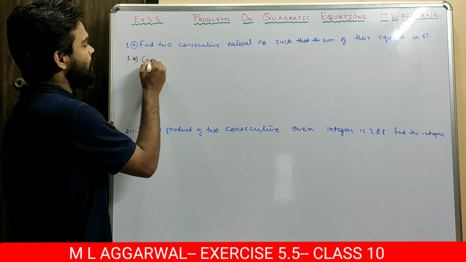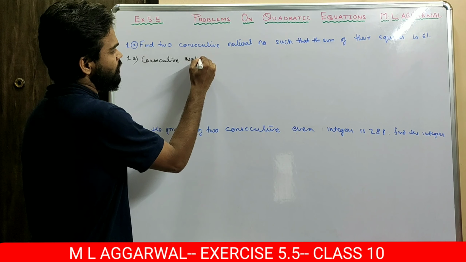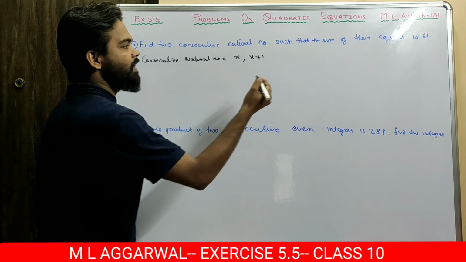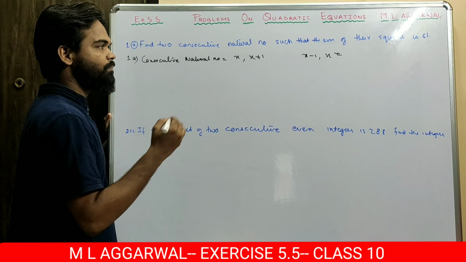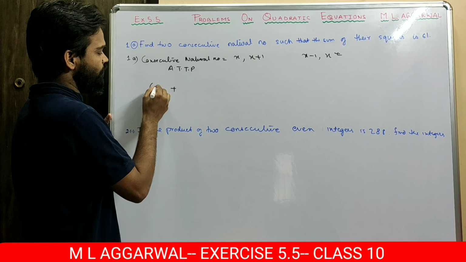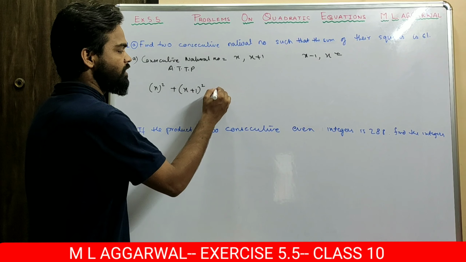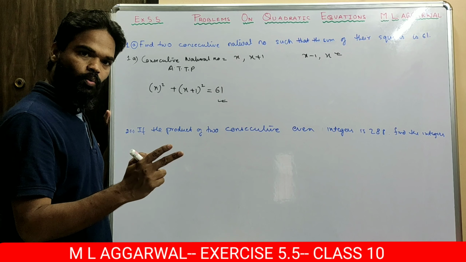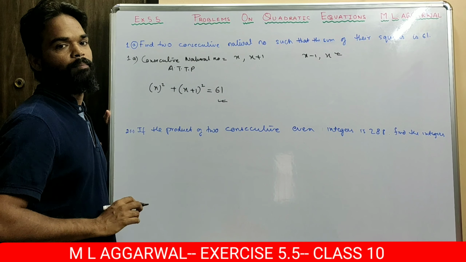We know consecutive natural numbers, let them be x and x plus 1. If somebody writes x minus 1 and x, that is also correct. Okay. Now according to the problem, the sum of the squares means when you square them and when you add them, you get 61. Solve the equation. You'll get two values of x. See which value of x satisfies your problem.